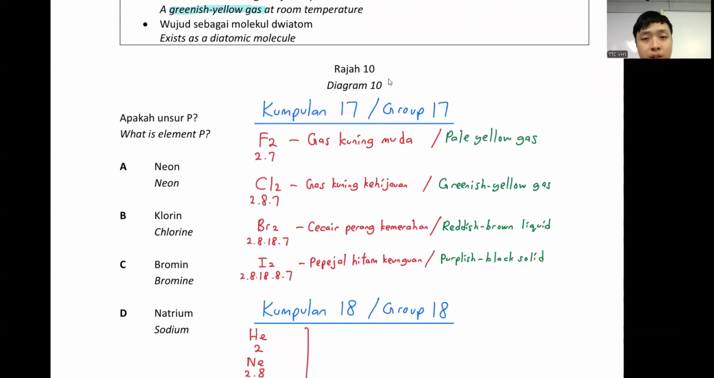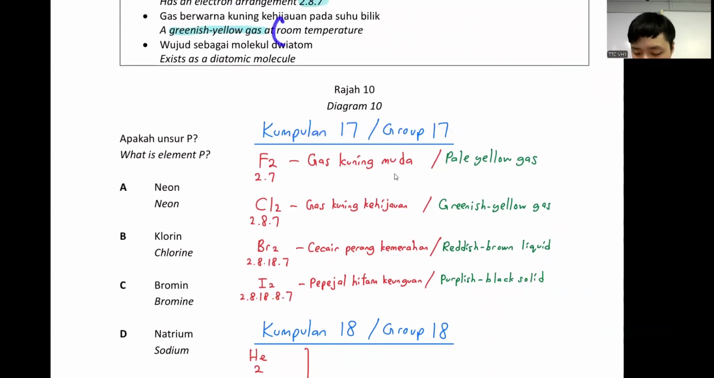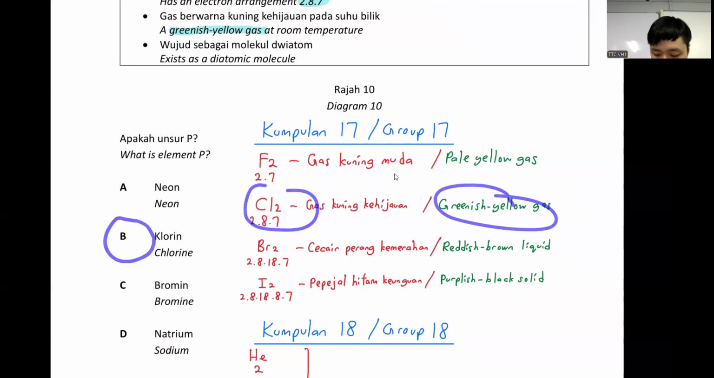At room temperature means at 25 degrees Celsius. So if you see fluorine, chlorine, they are gases. Bromine is liquid, iodine is solid. It's just the color from brightest turning to darkest. Greenish yellow is chlorine, obviously. So the answer is B.